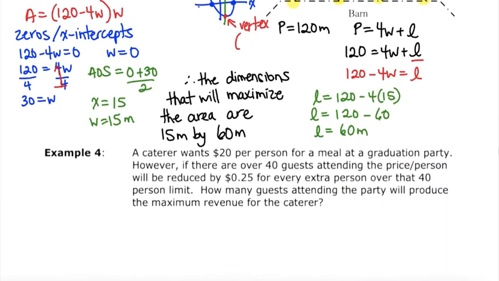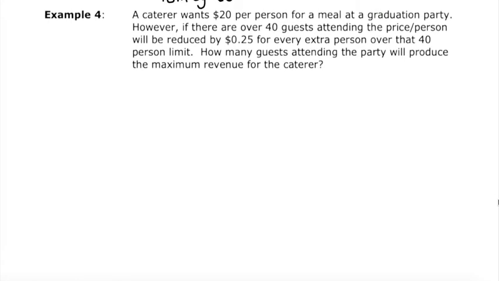And the last example that we'll work on together is one that involves revenue. A caterer wants $20 per person for a meal at a graduation party. However, if there are over 40 guests attending, the price per person could be reduced by 25 cents for every extra person over that 40-person limit. So how many guests should attend the party so that the caterer can maximize the revenue?